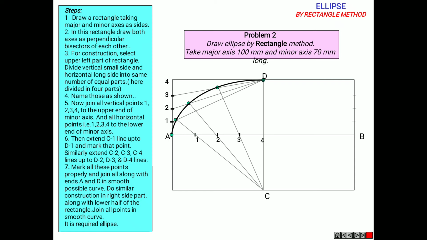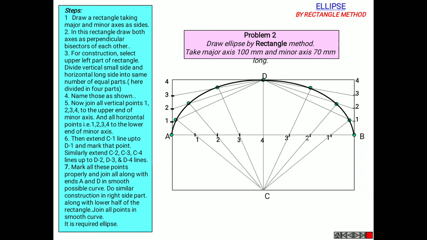This is the left part. Do the same procedure in the right side. D21, D22, D23, 4. So C1 to D1 extend, C2 to D2, C3 to D3. So mark the points, join the curves. So this reflects the same in the lower half of the rectangle also. So then by joining all those points we will obtain a smooth curve. It is called an ellipse. So this is the required ellipse by using the rectangle method.